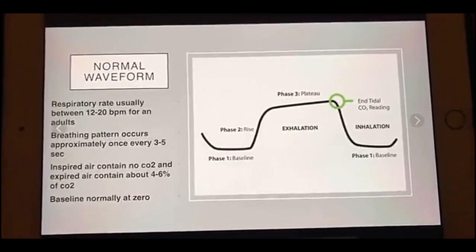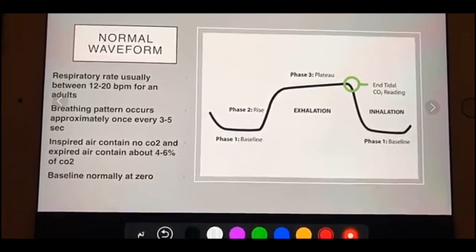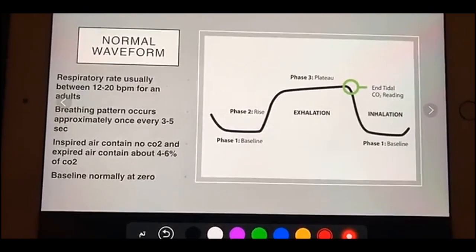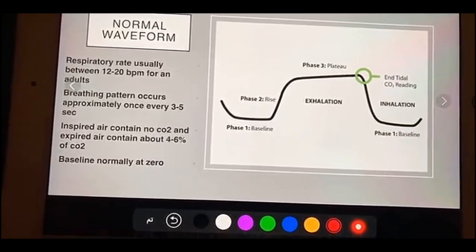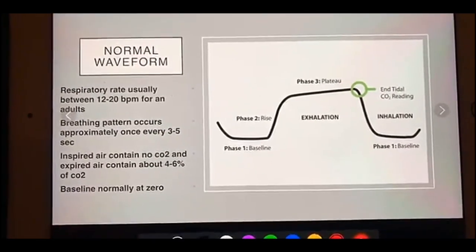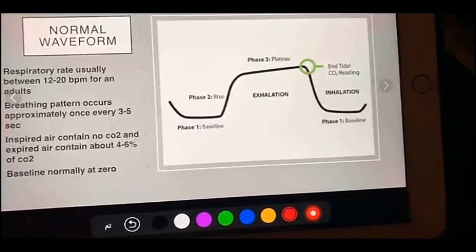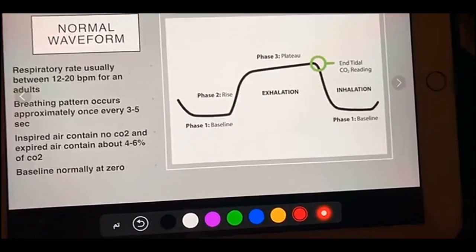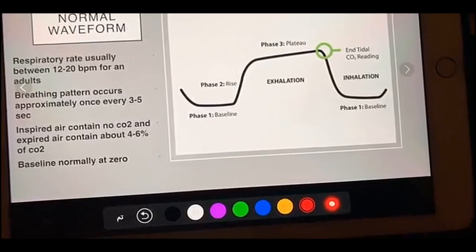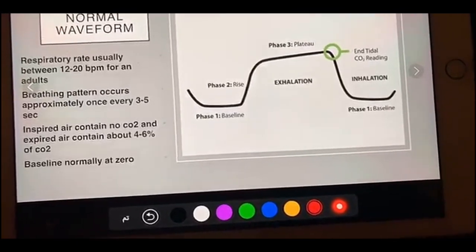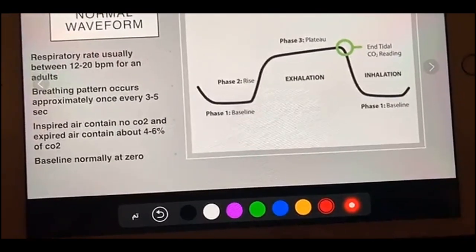The normal waveform. Before I start explaining the phases of the normal waveform, I'm going to emphasize some points. The respiratory rate is usually between 12 to 20 breaths per minute, and the breathing pattern occurs approximately once every 3 to 5 seconds. That means I will see this waveform every 3 to 5 seconds on the monitor screen. And the inspired air obviously doesn't contain any CO2, and the expired air contains about 4 to 6% CO2.